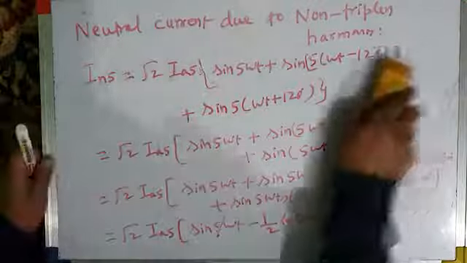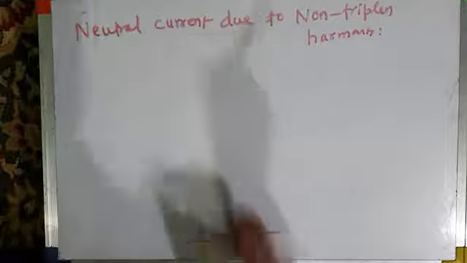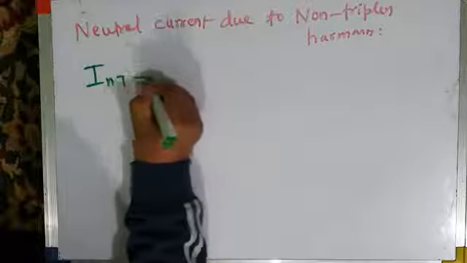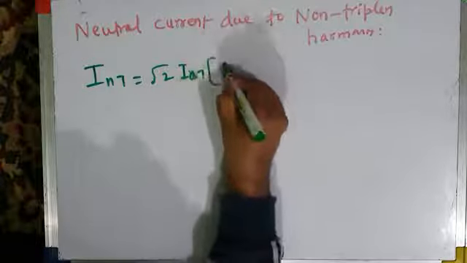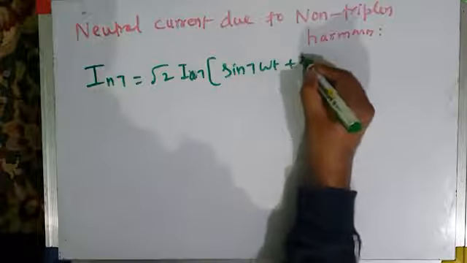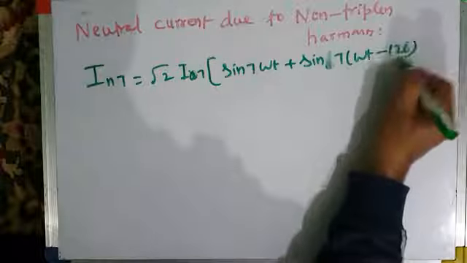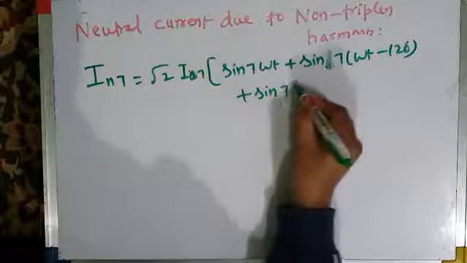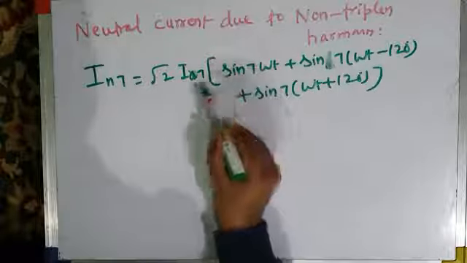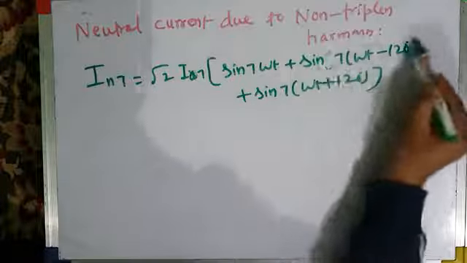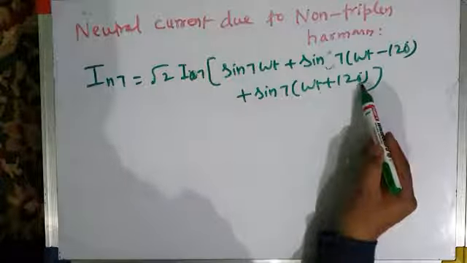IN5 is 0. Let us take another non-triplet harmonic, say IN7, the 7th. IN7 is equal to root 2 IA7 times sine 7 omega t, plus sine of 7 omega t minus 120 degrees for line B, plus sine of 7 omega t plus 120 degrees for line C. So this is the 7th harmonic component of current in line A, plus that in line B, plus that in line C.